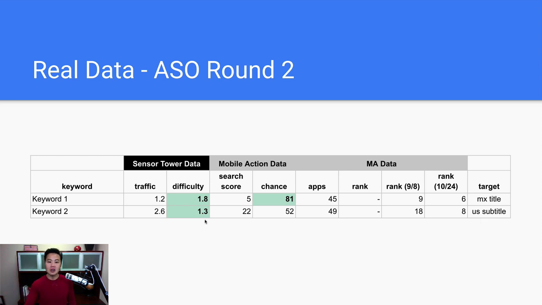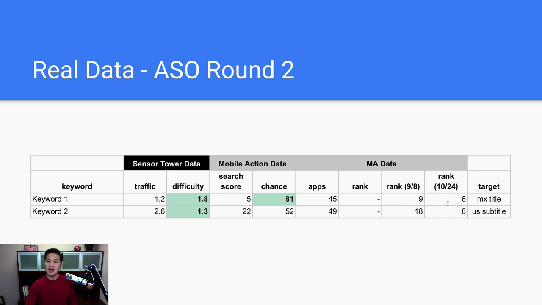Again, because I saw that Sensor Tower had the correct data, right? So the next move would be to move it into the app name. Now, here's another interesting thing that happened. This keyword obviously doesn't have a tremendous amount of traffic, this keyword 1, right? 1.2 on Sensor Tower, about a 5 on Mobile Action. 5 is probably one of the lowest scores you can have. So not a huge amount. So it went from not ranking at all to number 9 as the US subtitle.